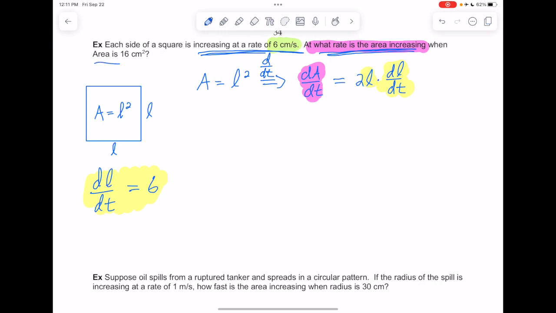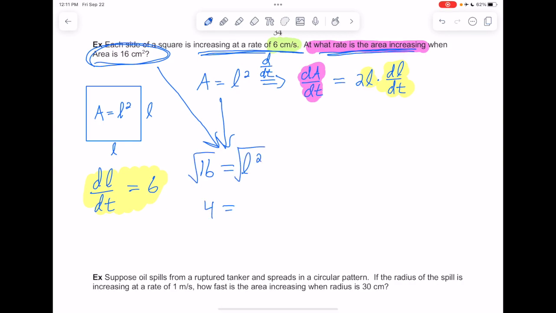Well, they tell us they want to know the answer when the area is 16. So now we use this together with that. We plug the 16 in for the area and say 16 equals L squared. We take the square root of both sides and we get L equals 4. Just a reminder, by the way, when you take a square root, it's really L equals plus or minus 4. But since we're doing the distance of the side of a square, only a positive makes sense. In any case, there's the other piece we need.